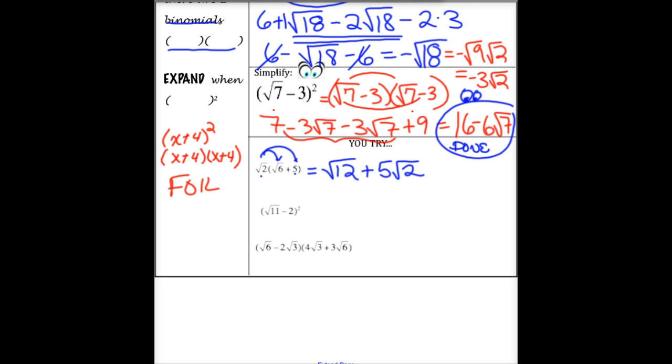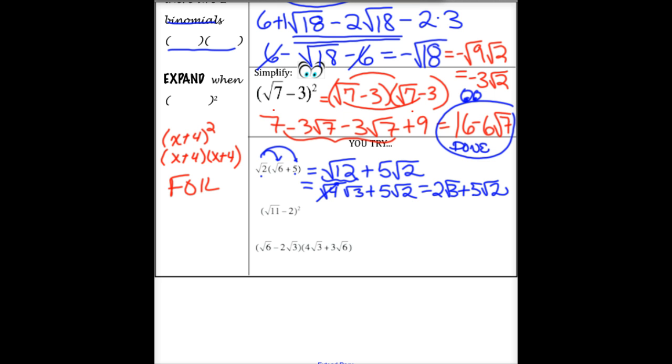There we go. What do I do then? I make sure it's simplified. Is there anything hiding in 12? You might say 6 and 2. Sure, but that's not helpful. 4 and 3 is, though. So I'm going to make that root 4, root 3, plus 5 root 2. Root 4 is 2. 5 root 2 is done. Now, do I go any farther with this? And the answer is no.